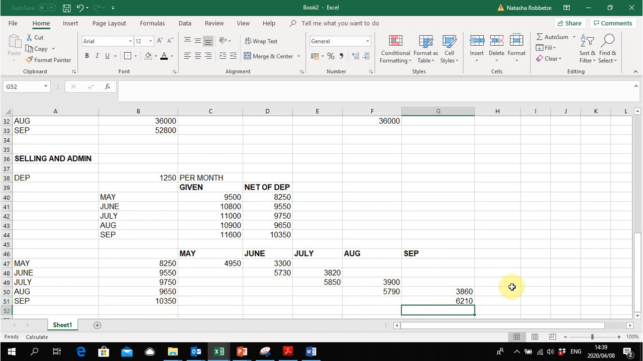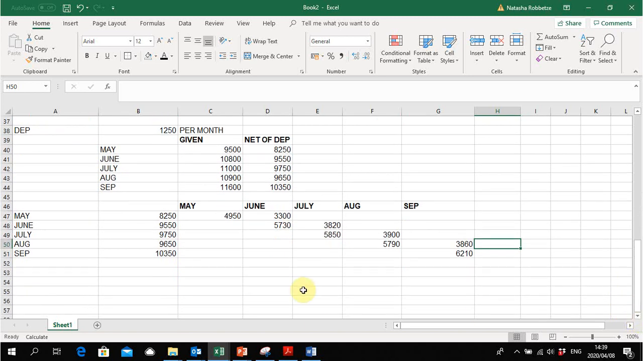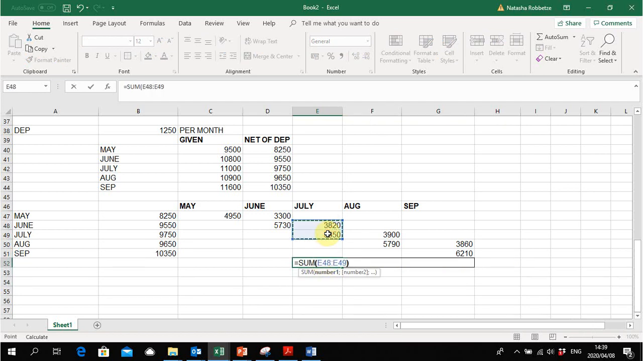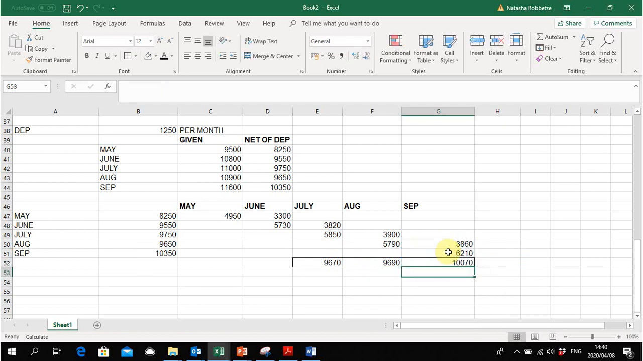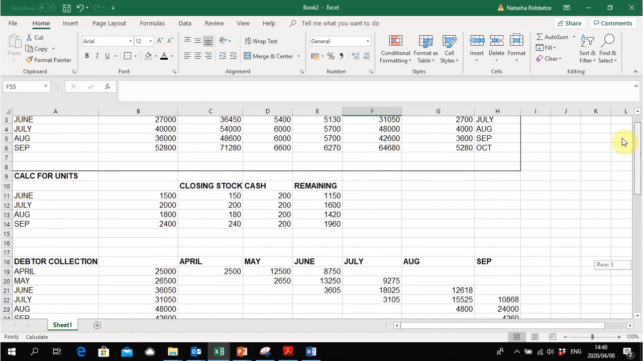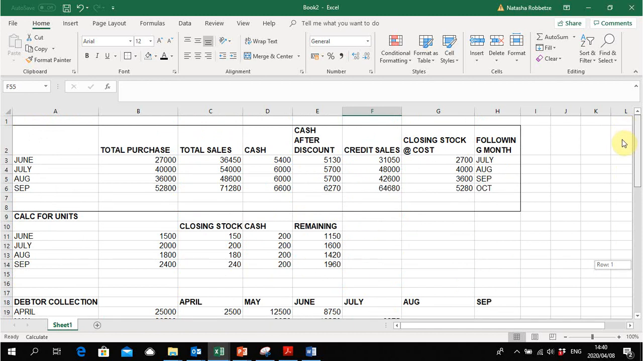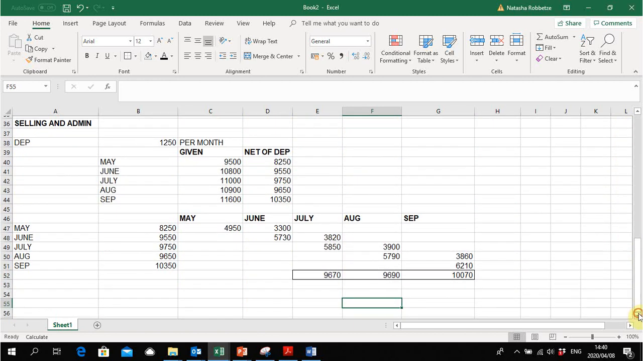I am now not calculating October. Right, we need to add up July, August, and September, for those are the required months. So again, I'm just adding up the calculations I just did. Right, wonderful. I think having done all these calculations, we can now finally have our cash budget.